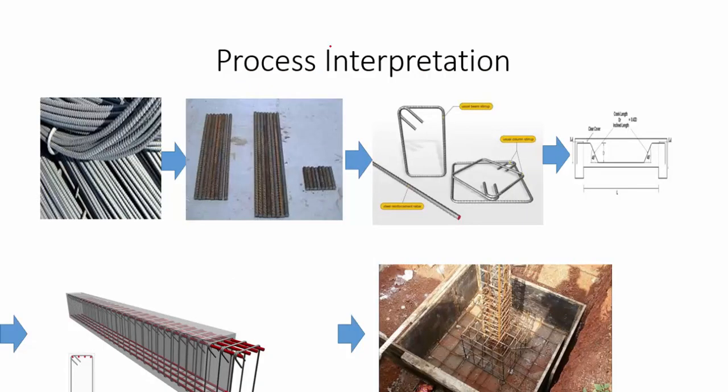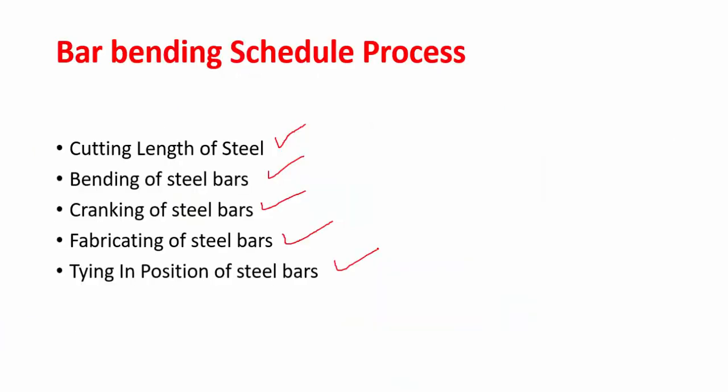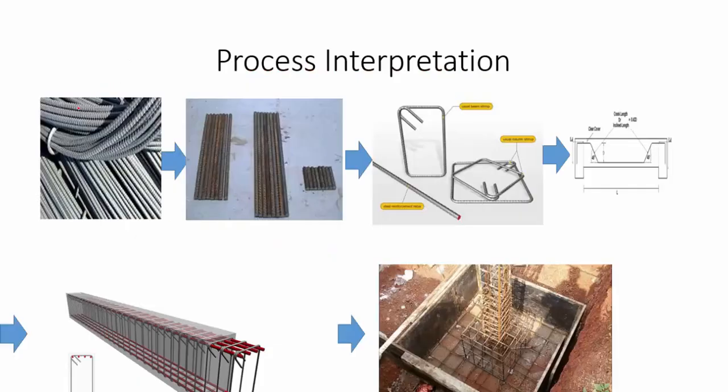As you can see, I drew some photos so that you will understand this process: what is cutting length, bending, cranking, fabricating, and tying in position. Okay, if you see this picture, you can see here the steel is placed in raw order.